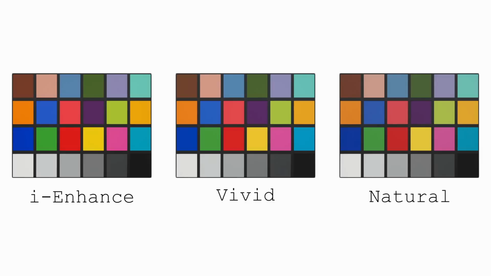Picture modes 2 and 3 are called Vivid and Natural. Those are what I like to call standard color profiles. And Natural is usually my go-to image profile for 90% of my work. It applies a decent amount of contrast and tonal adjustments, but not too much, so there is still enough headroom for me to perform my own color grading and fine-tuning.